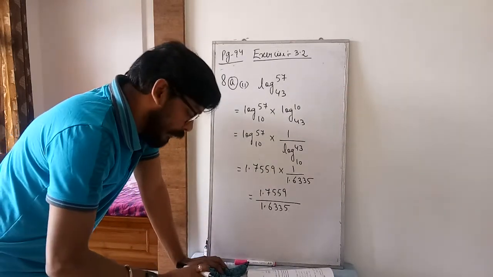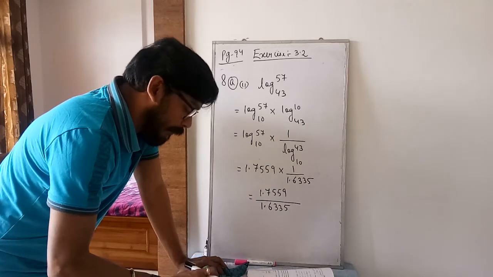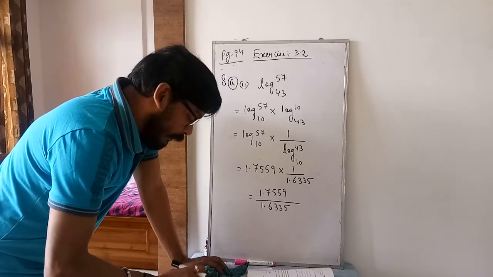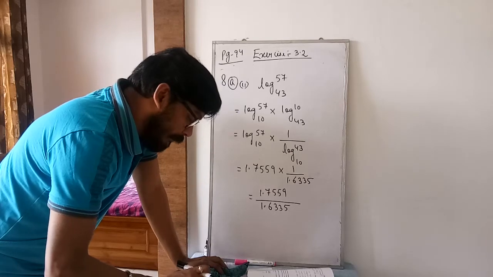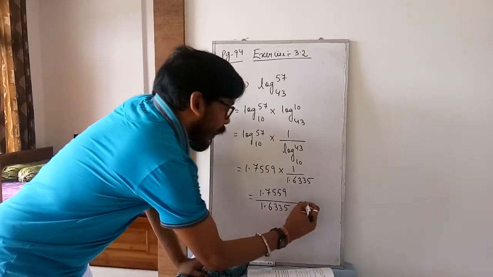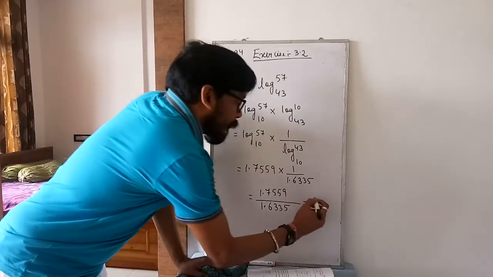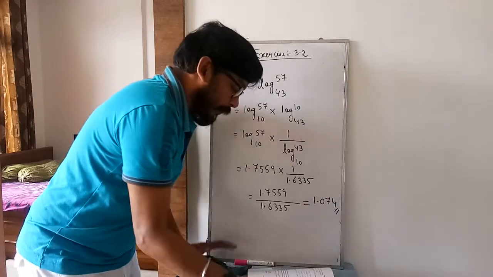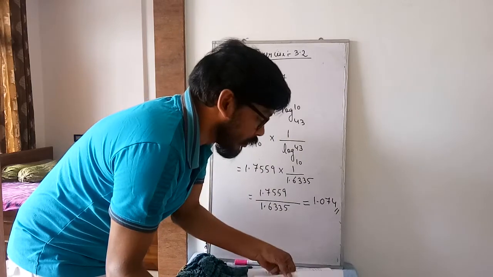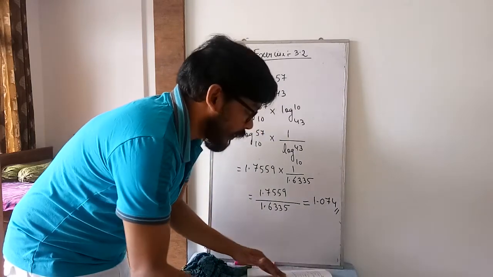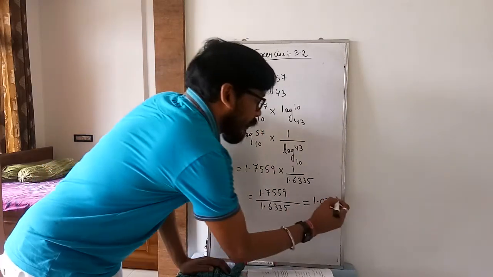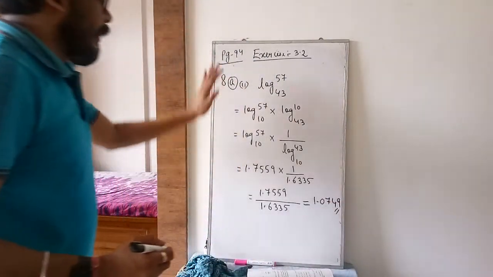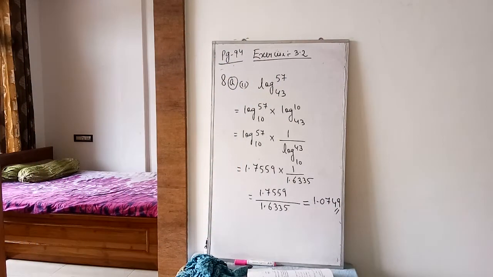will not provide you calculator. So develop the habit of doing long division. So it is 1.6335, so it is 1.074. In the answer they have kept one more digit, you can keep it 1.0749. Take the screenshot of this.